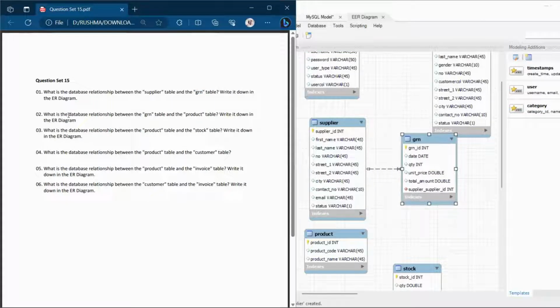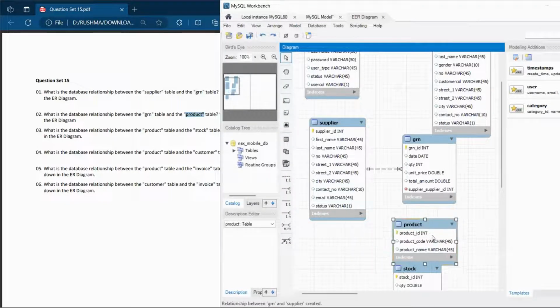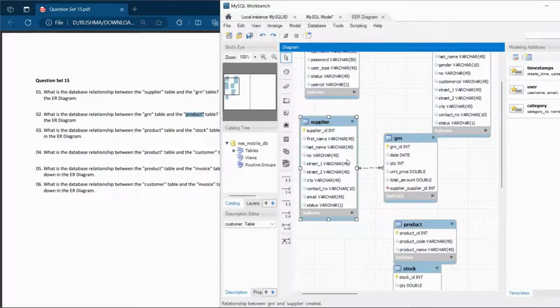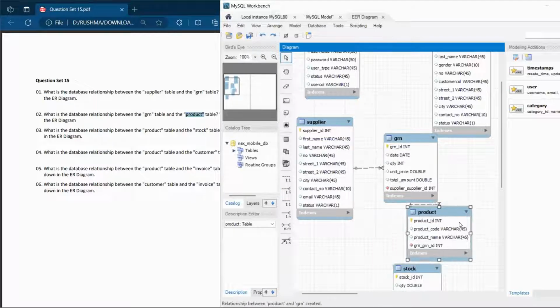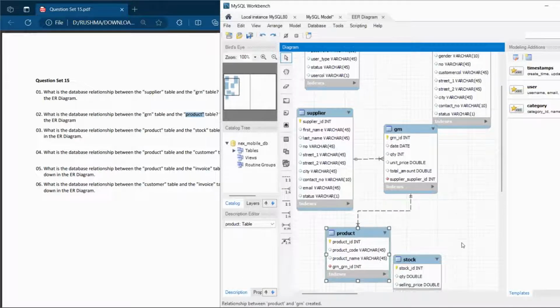If you look at the second question, it says what is the database relationship between the GRN table and the product table. So over here I have the product and the GRN table. One GRN can belong to many products. For example, let's say we have a lot of phones. All those phones will have only one GRN, but one product will have only one GRN. So one GRN can belong to many products, but one product will have only one GRN. That is also a one-to-many relationship where the product table is the many part and GRN is one. So that's also another one-to-many relationship.